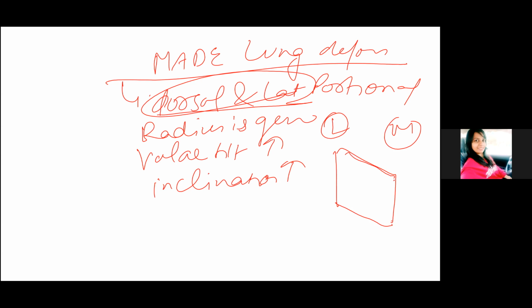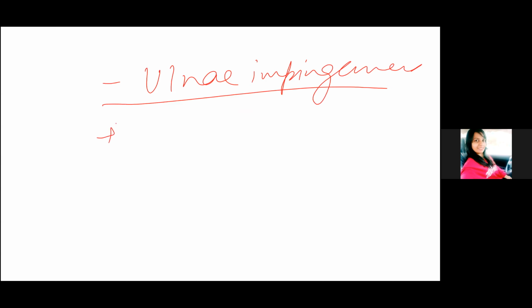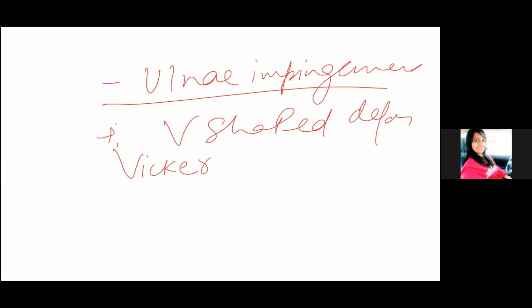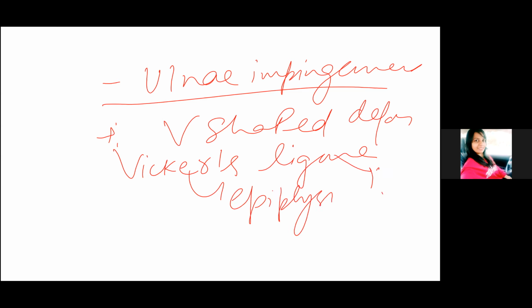So your lunate bone will come here. We will see what the result of that will be. There will be ulnar impingement, and there will be a V-shaped deformity, and there is the Vickers ligament. Normally the Vickers ligament is attached to the epiphysis, but in Madelung deformity it will be attached to the metaphysis.